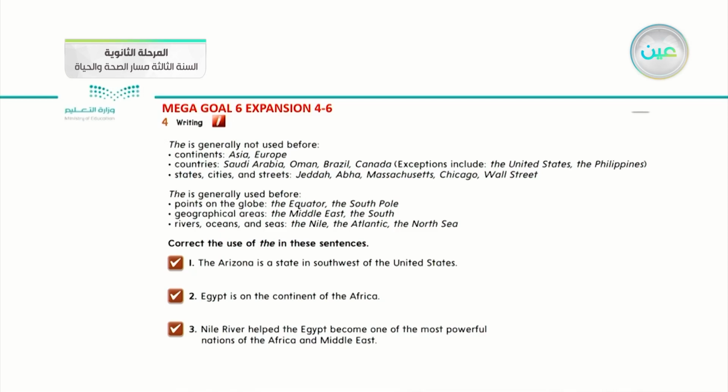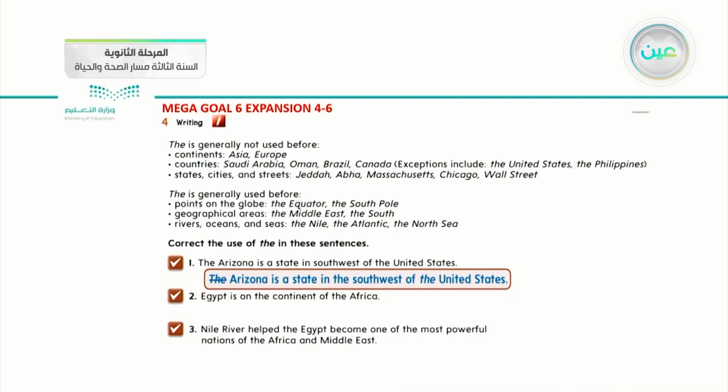Okay, now that we know the situations where we can use the article "the" and the situations where we can omit it, let's go through our questions again. Arizona is a state in the southwest of the United States. What's the correct one? Arizona is a state, because we generally do not use the article "the" with states. So it's a state.